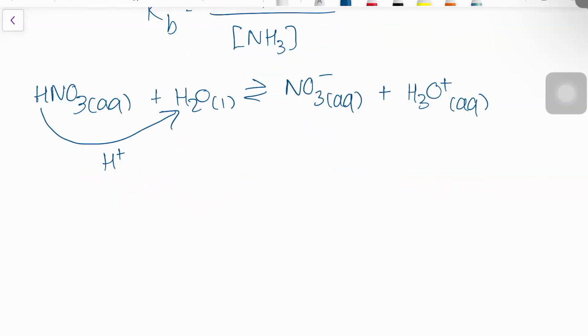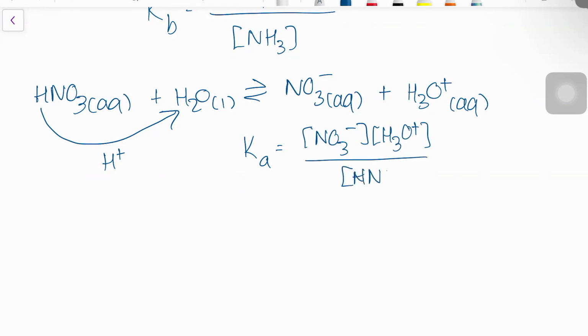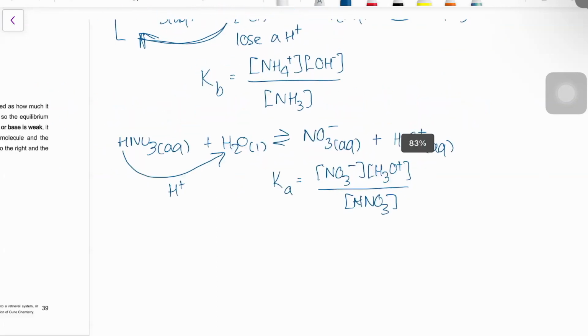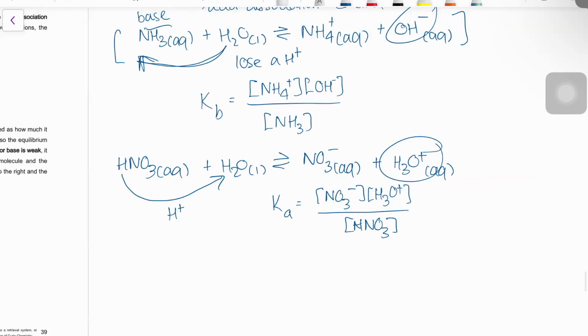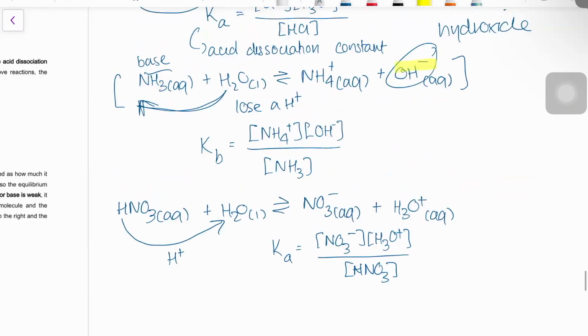Your equilibrium expression, what's the little subscript I give it? A. It's going to be Ka, and what's the expression? Bracket NO3 minus, H3O plus, over HNO3. So this is your acid dissociation constant. You know it's an acid because H3O plus is getting made on that side. If it's a base, then OH minus gets made on that side.